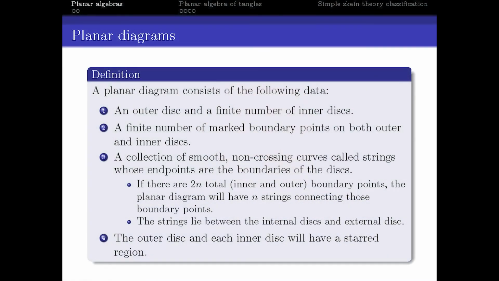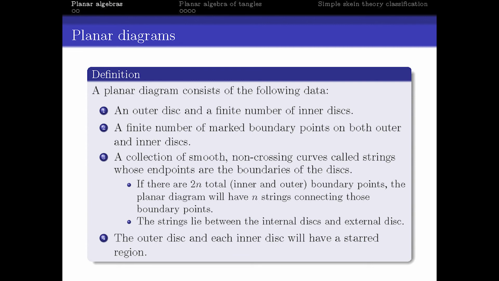So before I can explain to you what a planar algebra is, we need to talk about what a planar diagram is. So a planar diagram consists of the following data. We're going to have one outer disk and some number of inner disks on the inside that are non-overlapping. We're going to have a finite number of marked boundary points on each of the disks. Connecting those boundary points will be a collection of smooth, non-crossing curves called the strings of the diagram. And the outer disk and the inner disks will have a starred region.